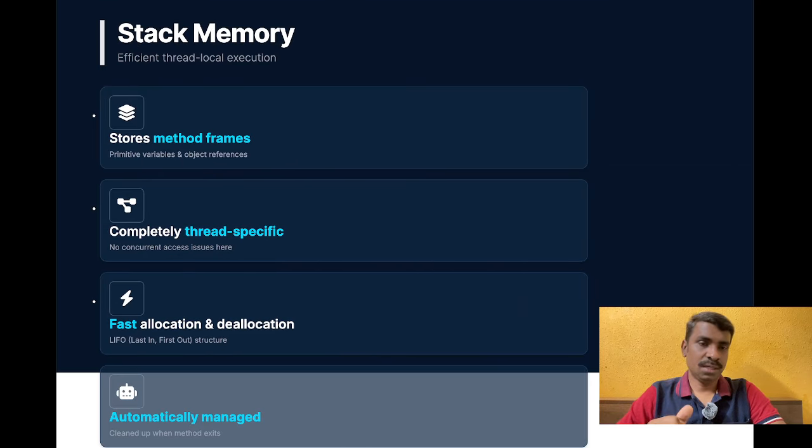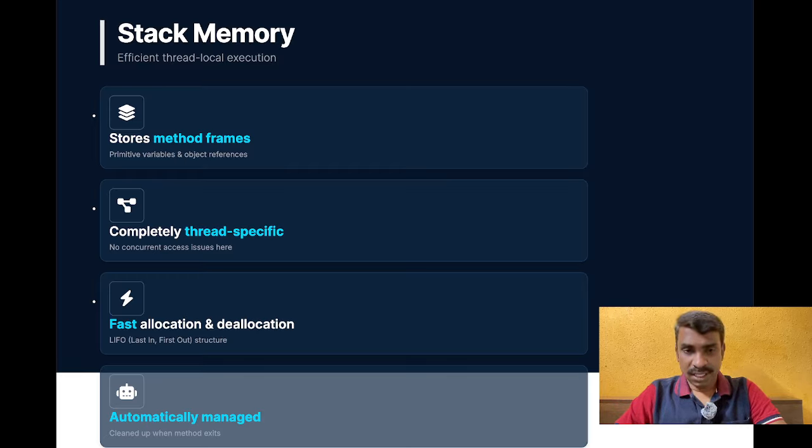So stack memory. This is efficient thread-local execution. It stores method frames, primitive variables, and object references, and it is completely thread specific. No concurrent access issues here, because per thread one stack memory is available, right? So concurrent issues will never come.